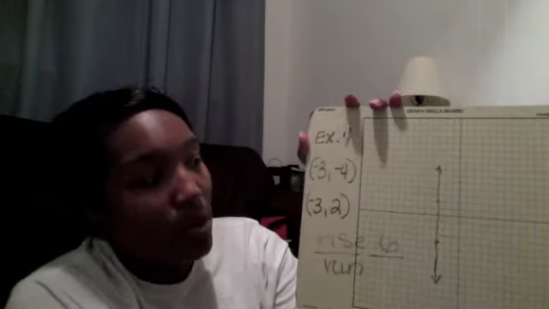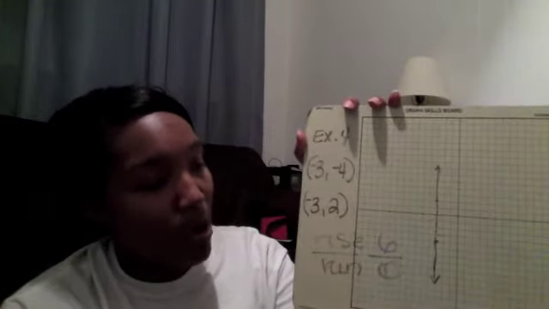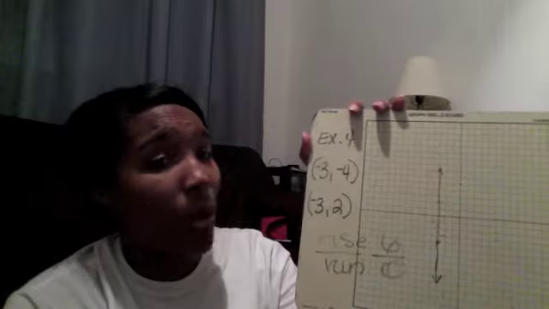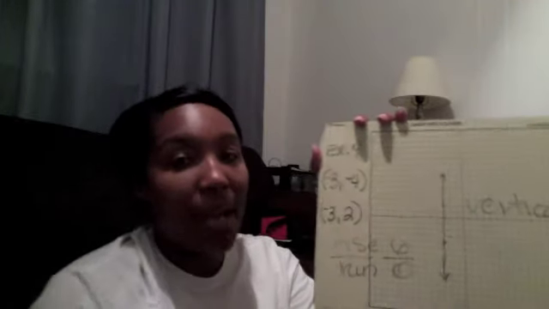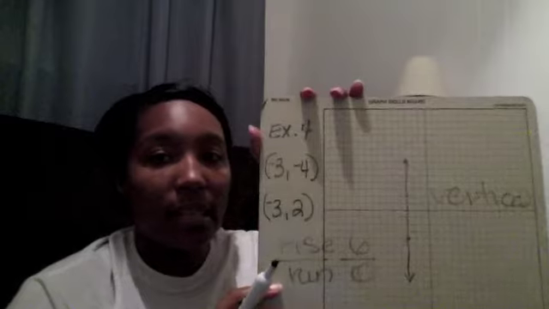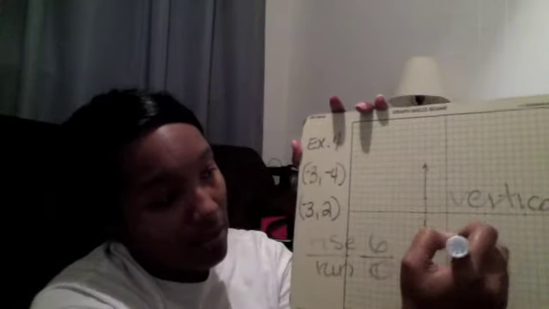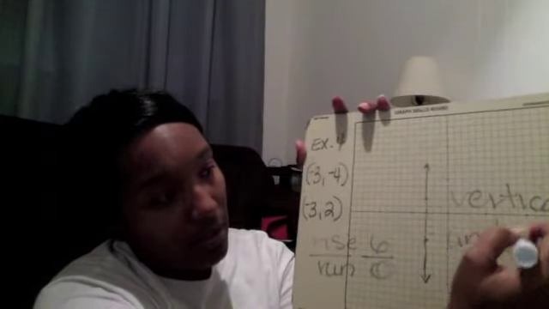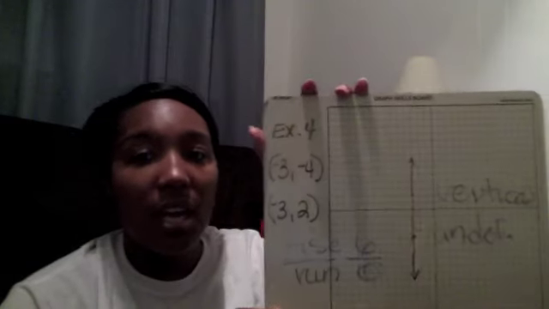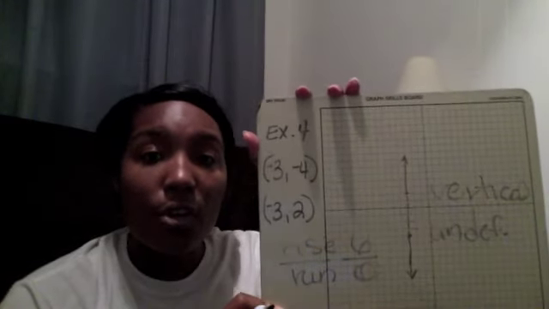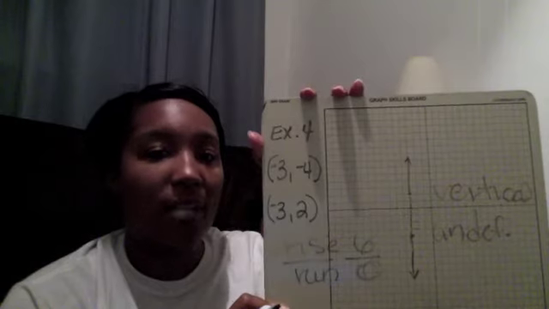Well, how can I run? Well, I don't have anywhere to run for this particular line. So my run is 0. 6 divided by 0 cannot be done. So therefore, this is a vertical line, and my slope is undefined. And I'm just going to abbreviate undefined. All vertical lines have an undefined slope.